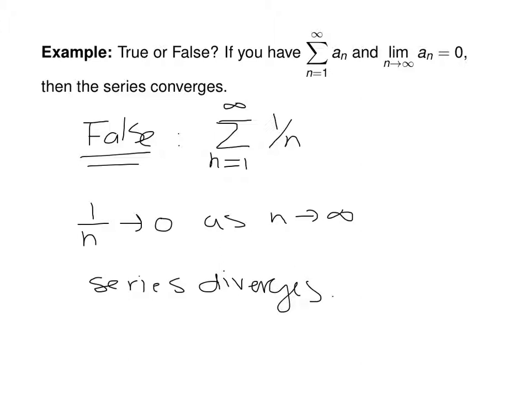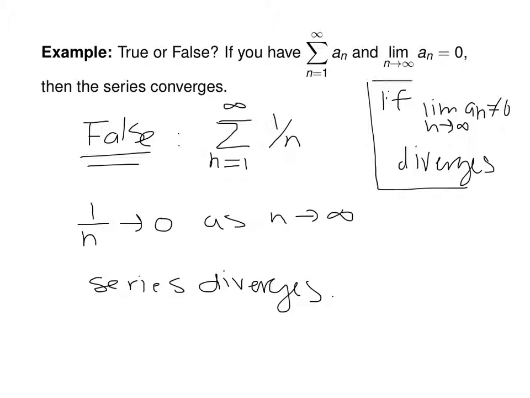So what you have is that if the limit as n goes to infinity of a sub n is not equal to 0, then you know that you diverge. But if the limit equals 0, it could go either way. So you can use that test for divergence to check and see if it diverges, but you cannot conclude convergence from it.